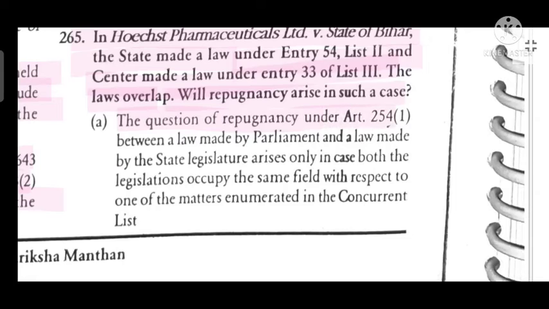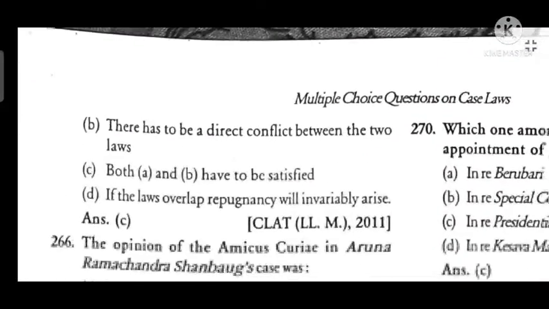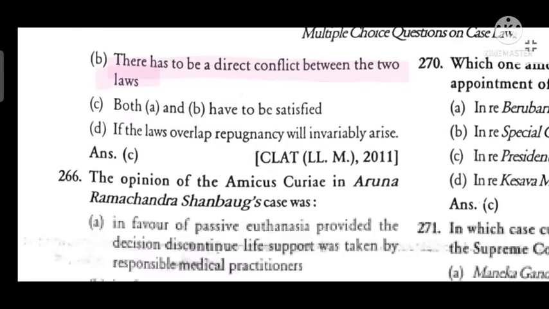The question of repugnancy under Article 254(1) between the law made by Parliament and the law made by the state legislature arises only in the case where legislation occupies the same field with respect to one of the matters enumerated in the concurrent list. There has to be a direct conflict between the two laws.